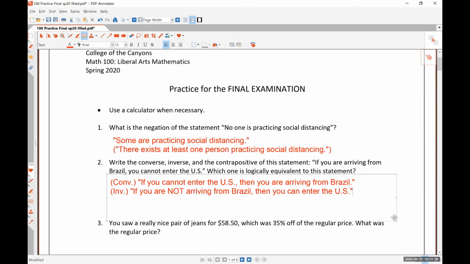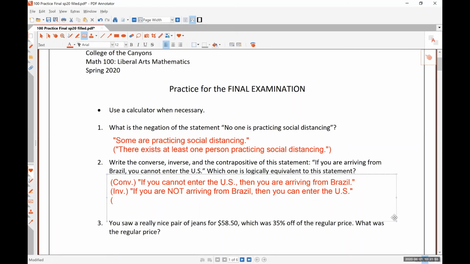So it is not correct to say, if you cannot enter the US, you must be arriving from Brazil. So the converse is not equivalent to the original statement. The inverse is not either, because the inverse will claim if you are not arriving from Brazil, then you can enter the US. They never told you that, okay? They never told you that Brazil is the only country where if you're from there, you cannot enter, right?